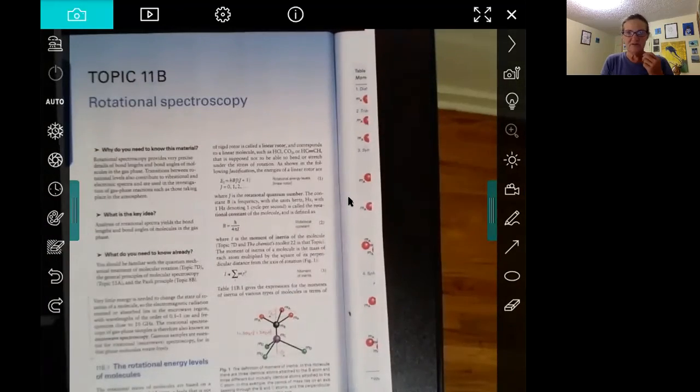So I think that's all I want to say about rotational spectroscopy. So that's microwave, takes the smallest amount of energy. The next thing we'll talk about is vibrational spectroscopy, which is next on our scale of how much energy it takes.